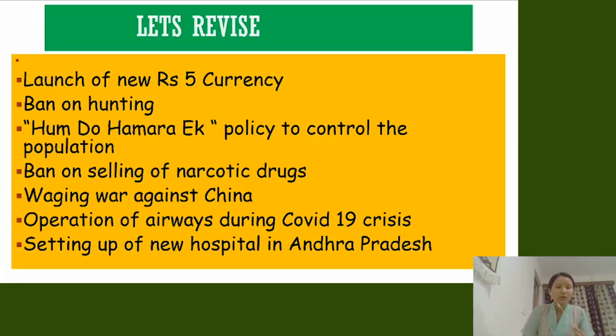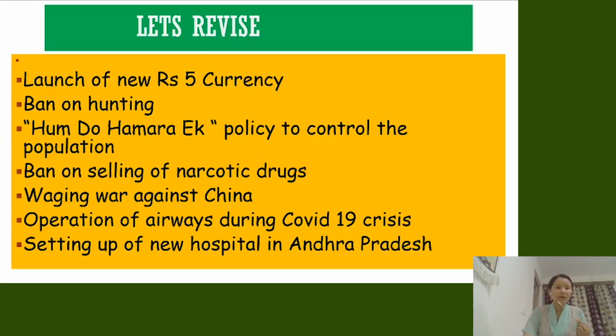Number 1 is launching of a new 5 rupees currency. Here we are talking about starting a new 5 rupees currency in India. So who has the power to take this decision, or who has the power to make law regarding this? When we are talking about currency, the subject comes under the union list, which means the central government has the power to start a new 5 rupees currency, or to take decisions regarding the launch of new currency.